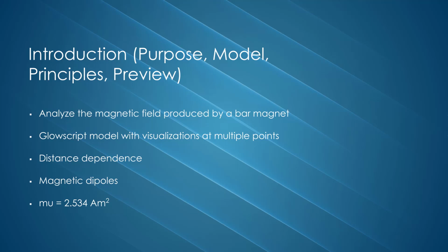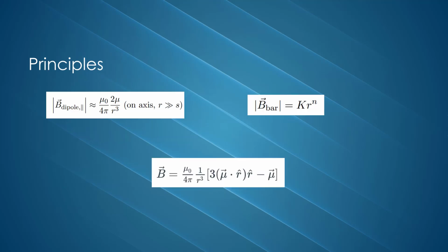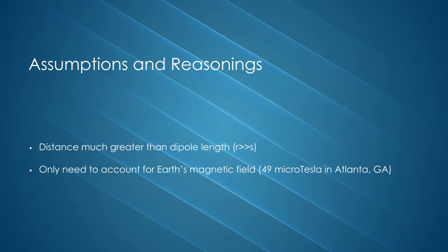A brief preview is that our magnetic dipole moment mu was 2.534 amp meters squared. Our principles revolve around different formulas for the magnetic field. So on the parallel axis of a dipole, we know it's Km times 2 mu over r cubed, and for a bar magnet, we know the field strength is exponentially proportional to the r, or the distance. And at the bottom, you can see a more general formula for the field at any point.